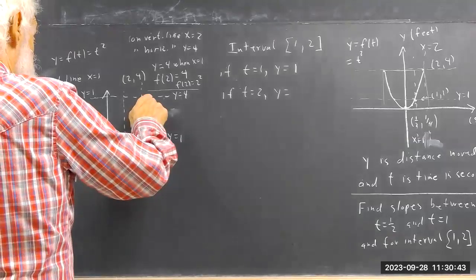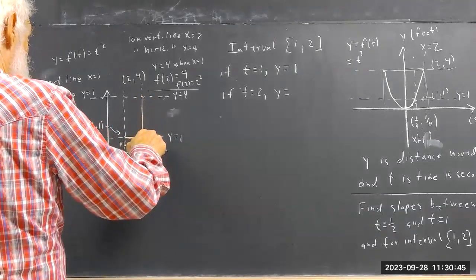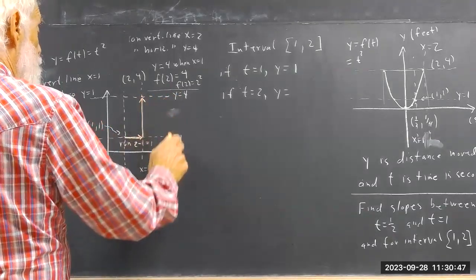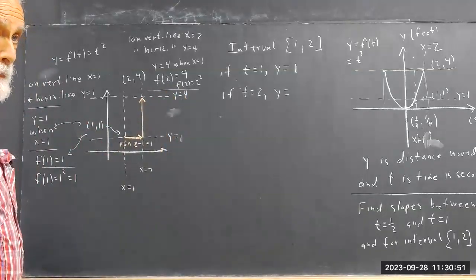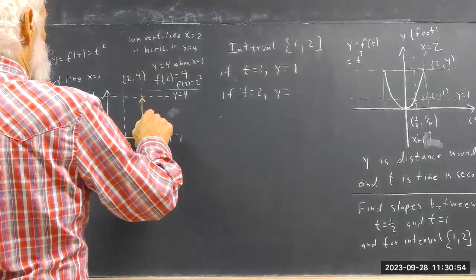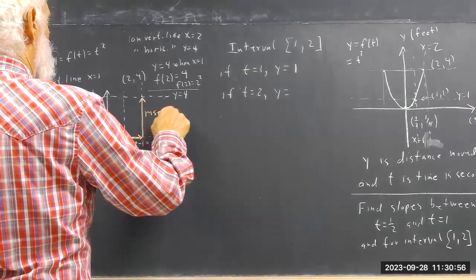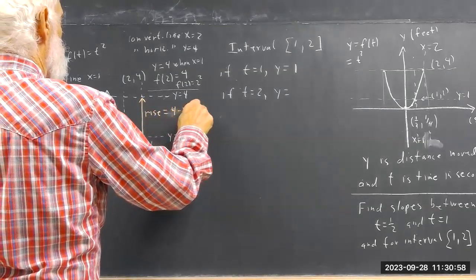Also, the rise is between the line where y equals 1 and the line where y equals 4. We'll say it in that order. Okay, so the rise is 4 minus 1, which is 3.